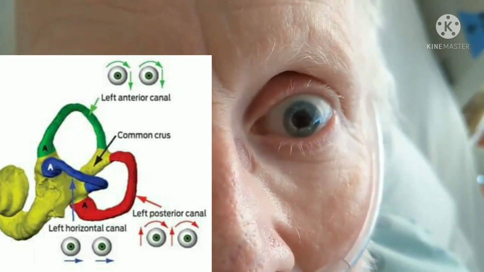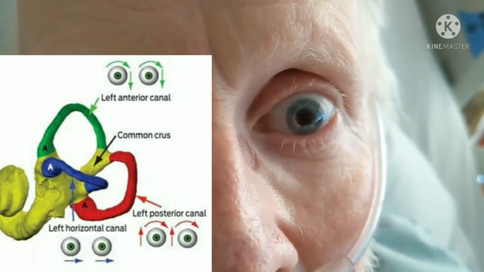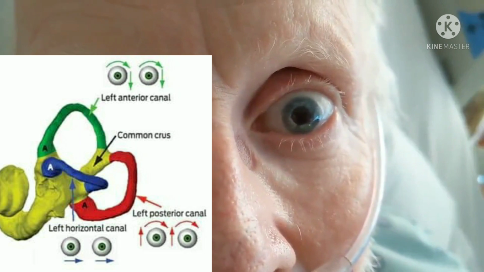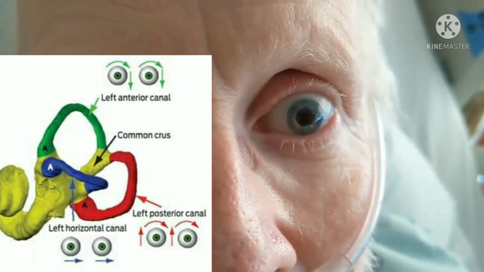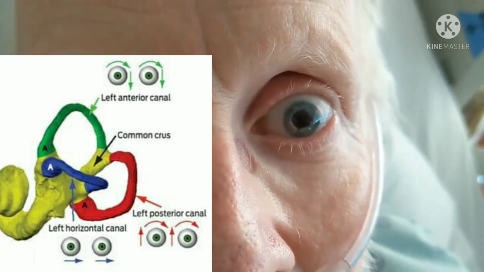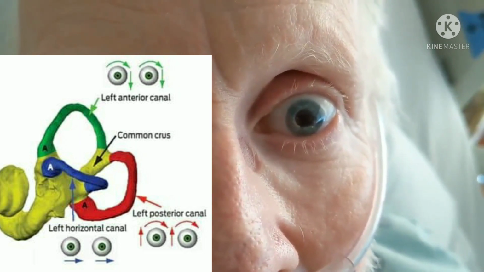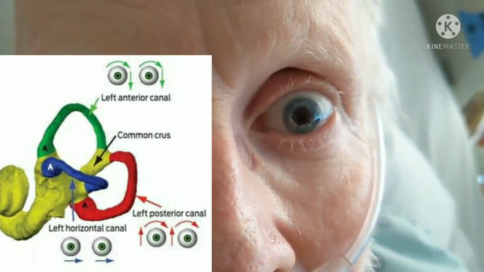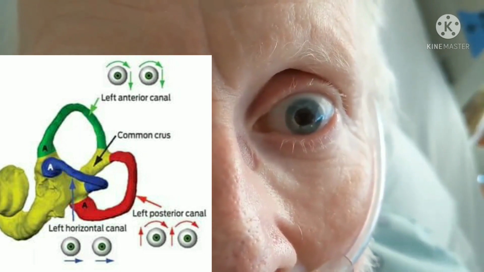And if the left anterior canal is affected, for example if there is any otolith which is dislodged there, then there will be circular and downward movements. So these kinds of nystagmus will be seen.